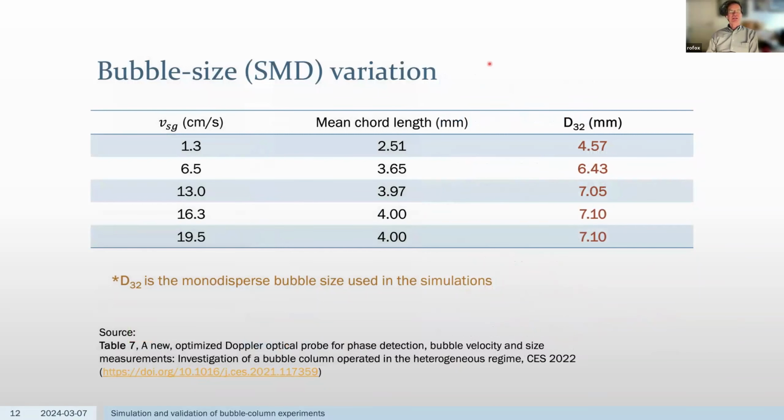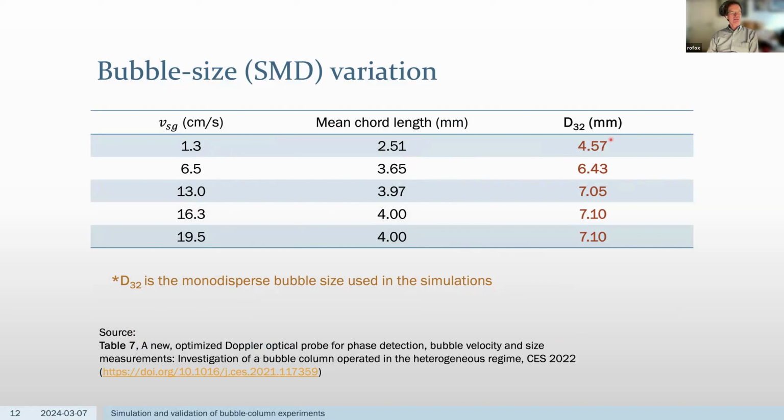Okay, just to give you some idea about the bubble size variation. When we first did the simulations, we thought we would have to worry about the bubble size distribution because the velocity depends on size. But it turns out from the experiments that the bubble size is very well controlled. At different gas velocities, these are the experimental data for the mean chord length, which they were able to measure with their probe, and likewise the Sauter mean diameter of the bubbles.